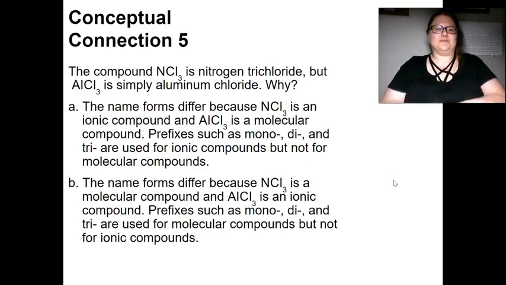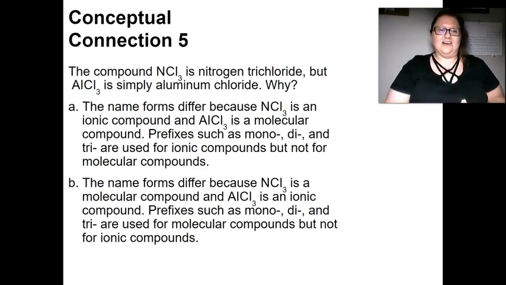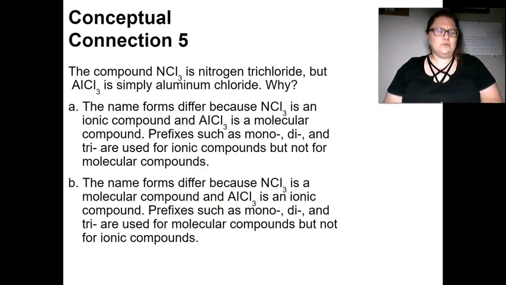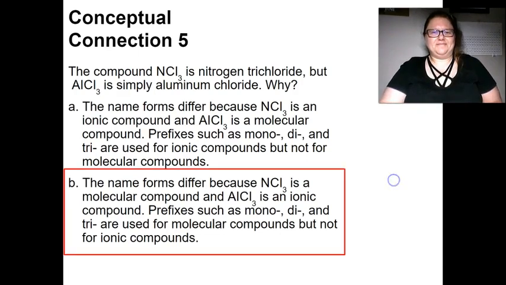All right, conceptual connection number 5. The compound NCl3 is nitrogen trichloride, but AlCl3 is called aluminum chloride. Which choice do you think is the reason why? Okay, so the correct answer here would be choice B. NCl3 is molecular because they are both nonmetals.